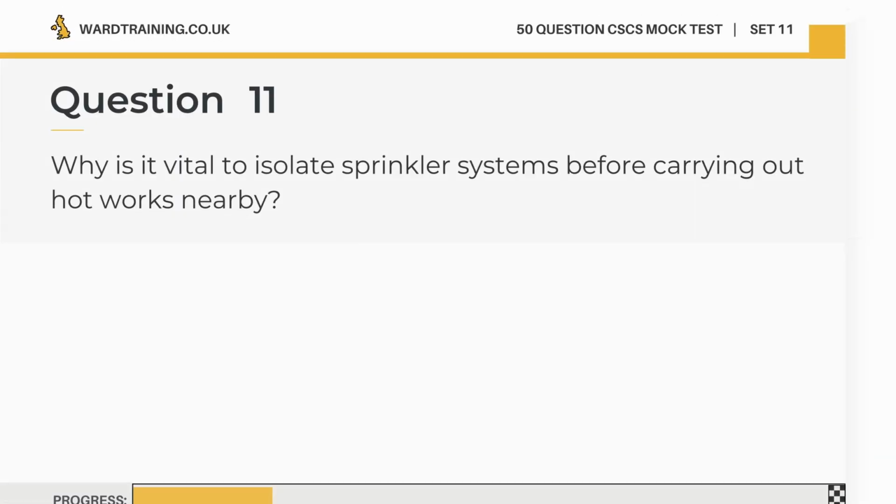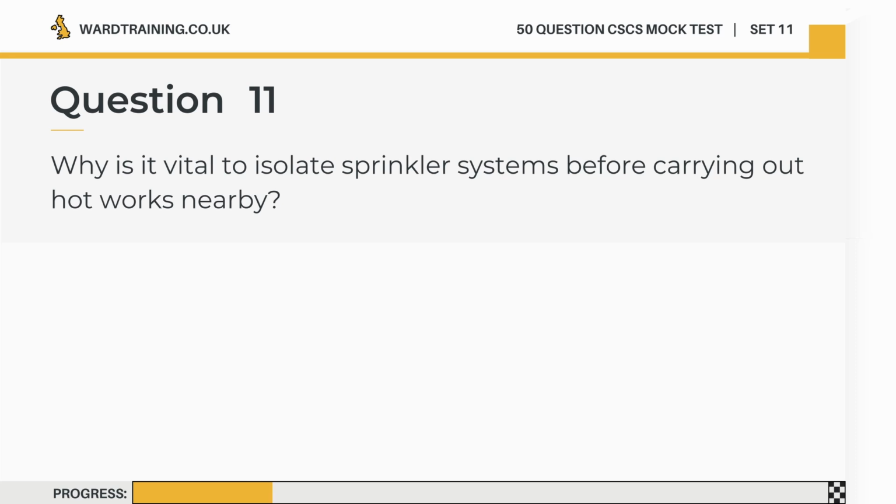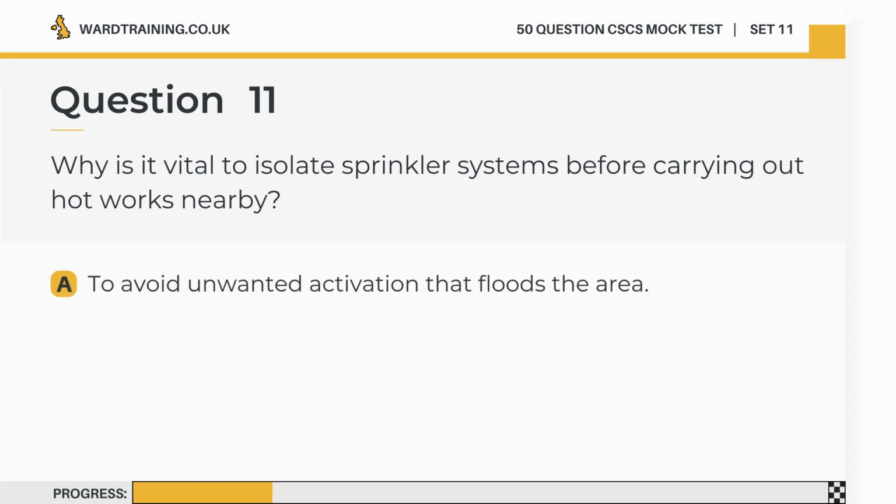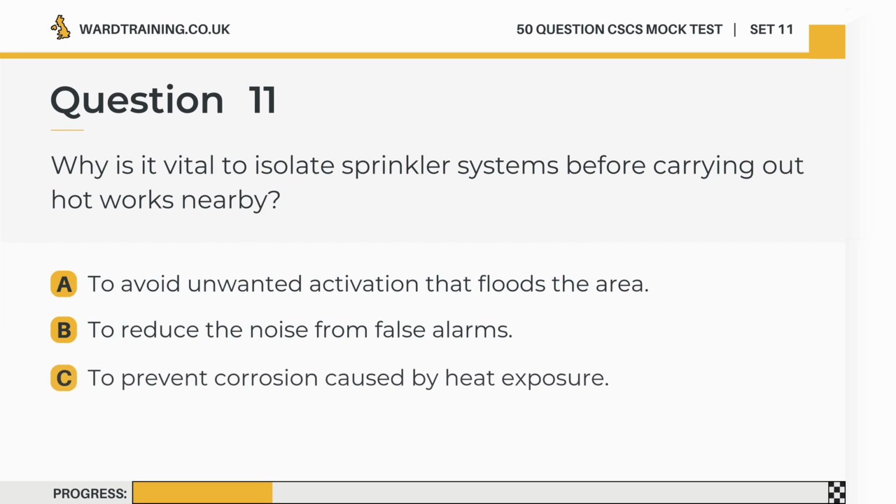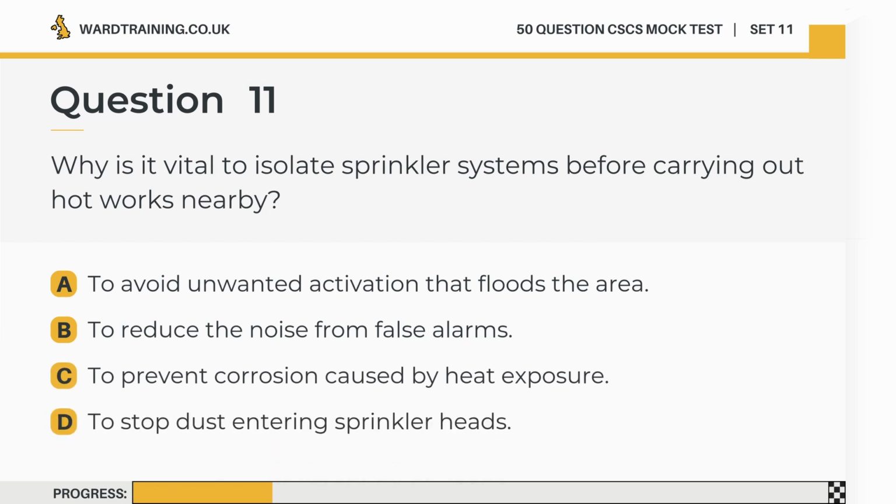Question 11. Why is it vital to isolate sprinkler systems before carrying out hot works nearby? A. To avoid unwanted activation that floods the area. B. To reduce the noise from false alarms. C. To prevent corrosion caused by heat exposure. D. To stop dust entering sprinkler heads.